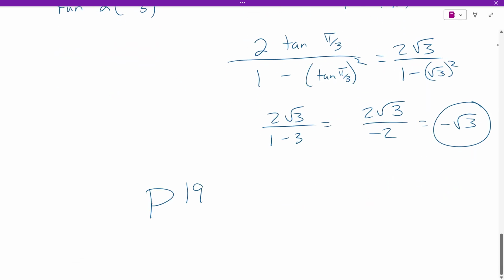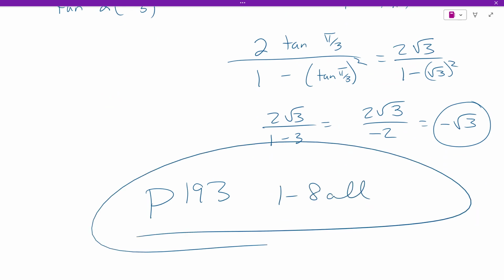So, page 193, 1 through 8 all. Okay, so this should take you 15, maybe 20 minutes tops. Then you'll have a half an hour to work on your semester projects.